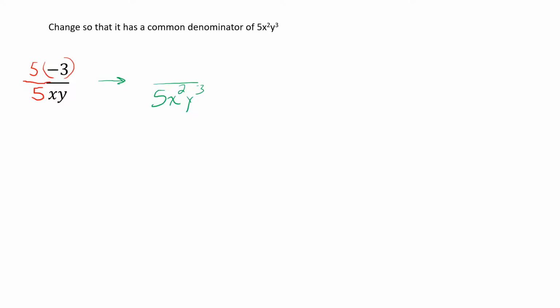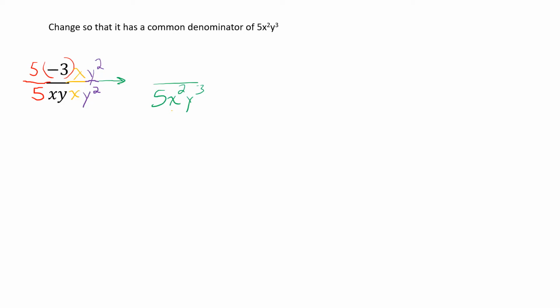Then you should notice we're short 1x, right? So x times x will be x squared, but then we need to add an x on top. And you'll notice we are short a y squared. We already have one y, but to make it y cubed, we need to put a y squared in the denominator and a y squared in the numerator.